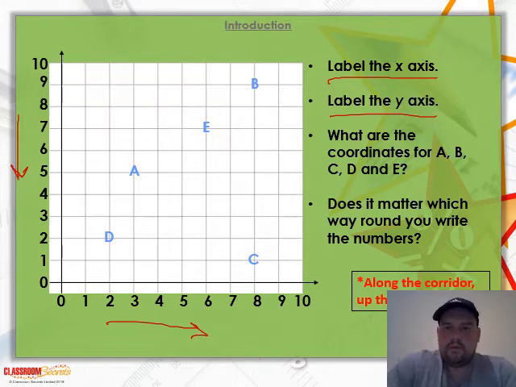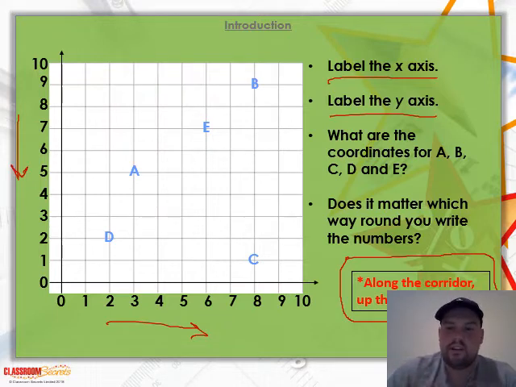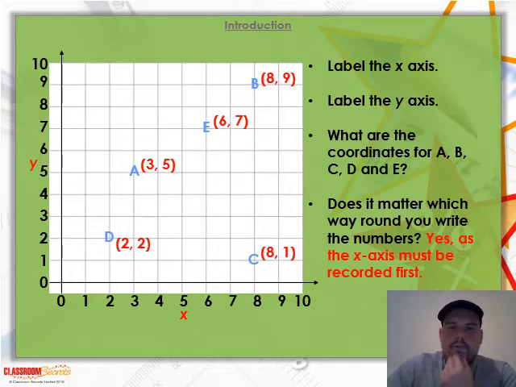Then there are coordinates for A, B, C, D, and E. I've put a little message down here just to refresh your memory: along the corridor and up the stairs. And then they're asking you, does it matter which way round you write the numbers? Have a good think about all of that. You don't need to work them out or write them all down. Have a good think in your mind. Obviously check your answers to see if you were right.